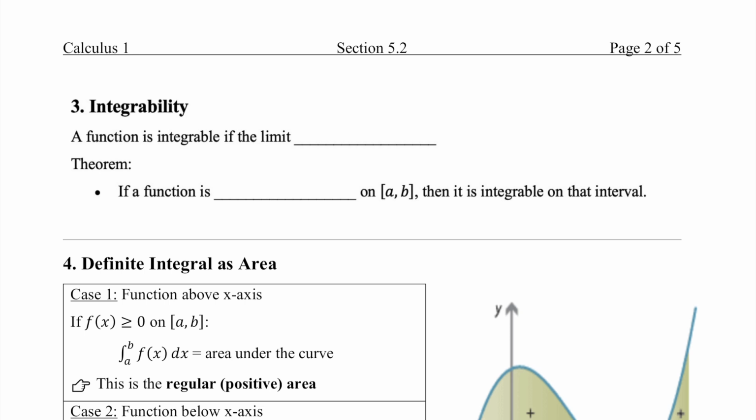Now that we have introduced the definite integral, let's look at when a function is integrable and how we can understand the integral as area. First, we talk about integrability. A function is integrable if the limit exists.